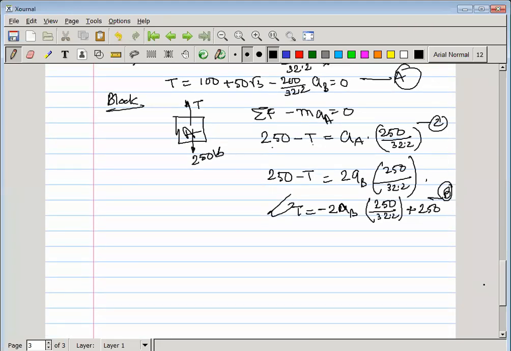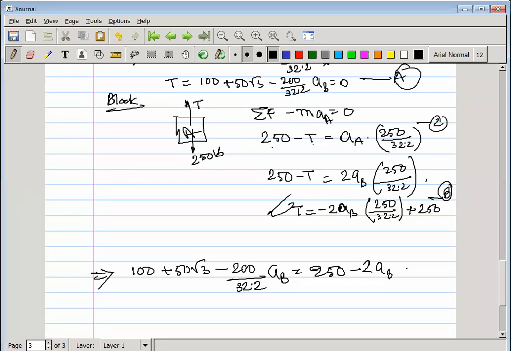So if we do that for both, then we will get 100 plus 50 root 3 minus 200 by 32.2 A of B is equal to 250 minus 2AB by 32.2. Please do the calculation and tell me what is the value of AB.